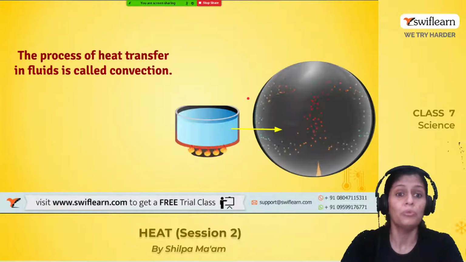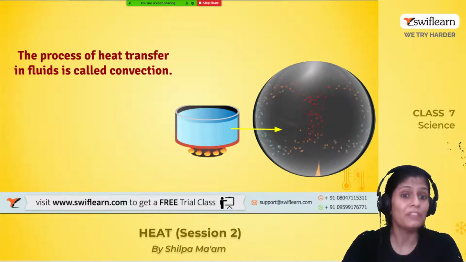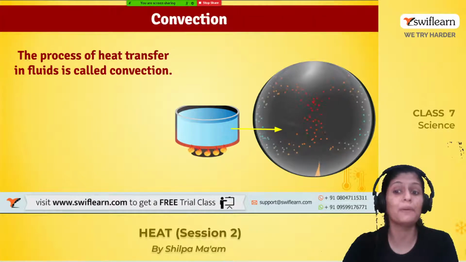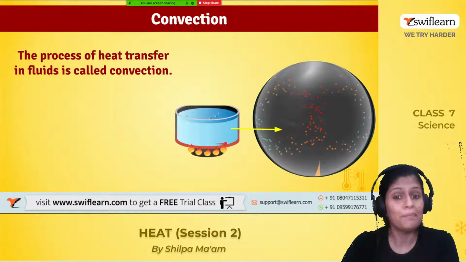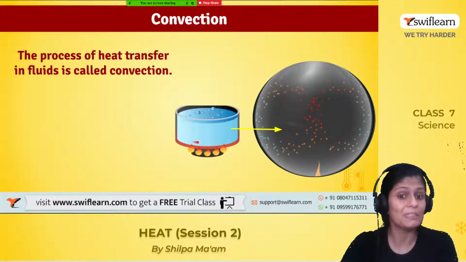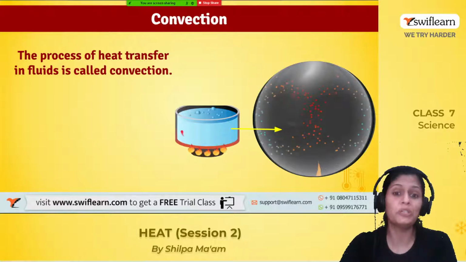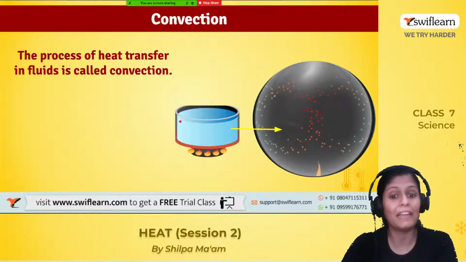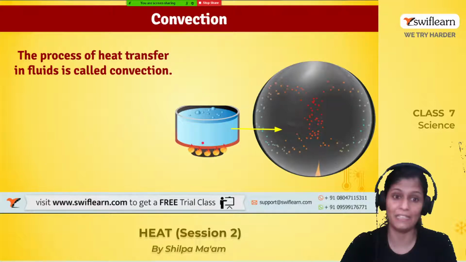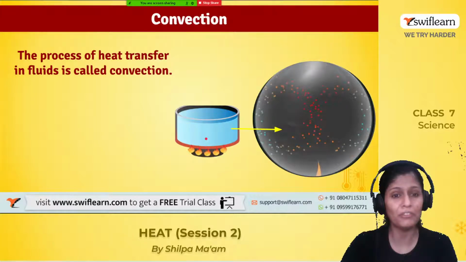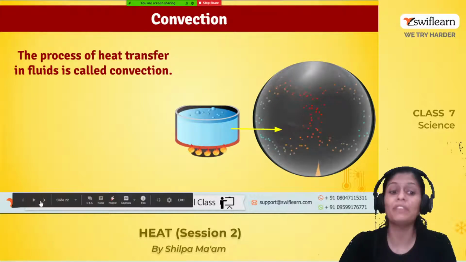Now, the process of heat transfer in fluid is called convection. If we talk about fluids, how is it happening? The layer which is at the bottom, which is very much in contact with the flame, is getting heated up. Being heated up, it becomes lighter, it goes up. And the surrounding cold water comes down and it starts heating up. Because the fluid is actually moving and heat transference is happening because of the movement of the fluid, it is called convection. So when we talk about fluids, the process is called convection.